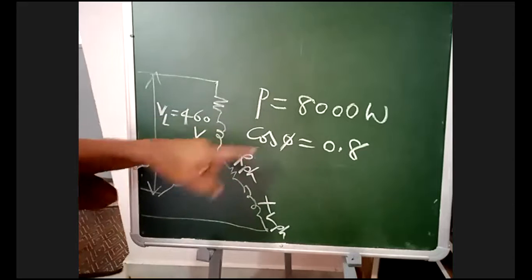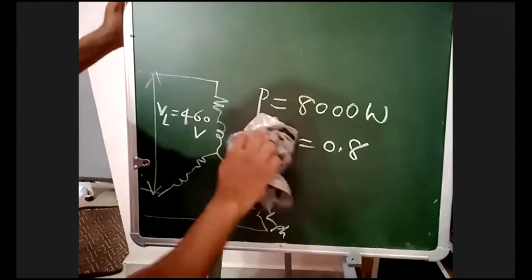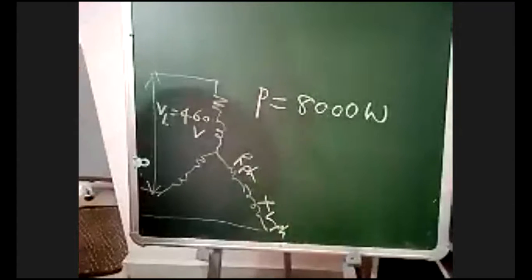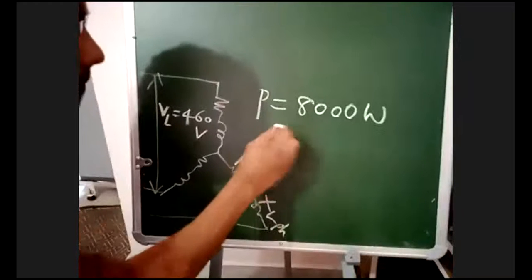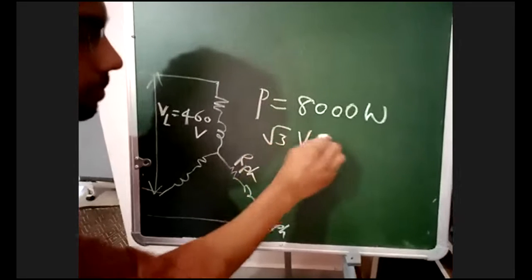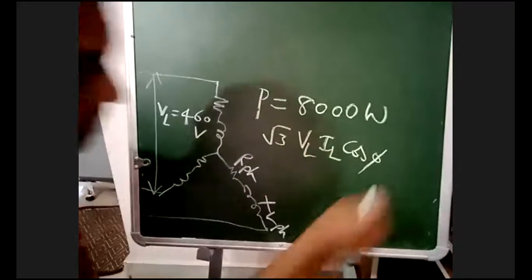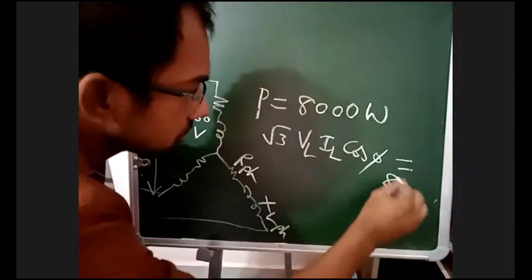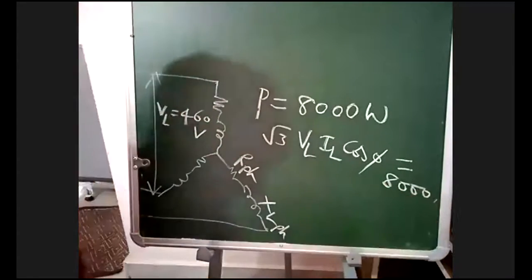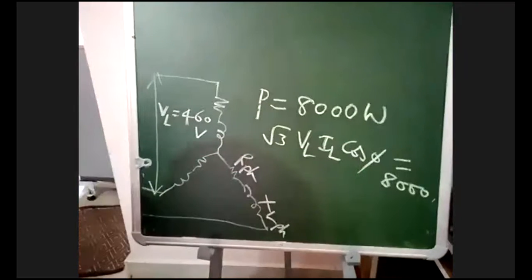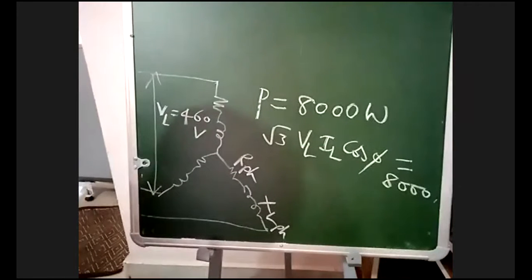Have you written this? Yes, sir. Now what is the formula for P? Root 3 VL IL cos phi. If it is S, root 3 VL IL. If it is P, cos phi will come. That is equal to 8000. P value is 8000.